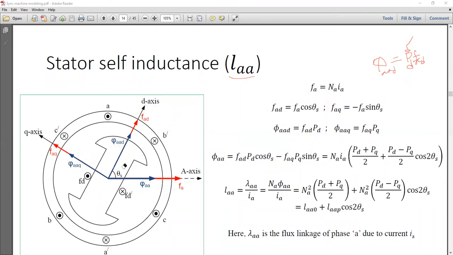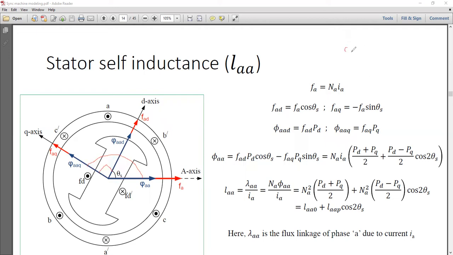Try to understand this because there will be one assignment coming up soon on some of the inductance calculations. Okay, please try to follow. So what about phi AAQ? Component of phi AAQ along the A-axis. What is the angle? Again, we just go back in this direction. The angle is 90 plus theta s, right?